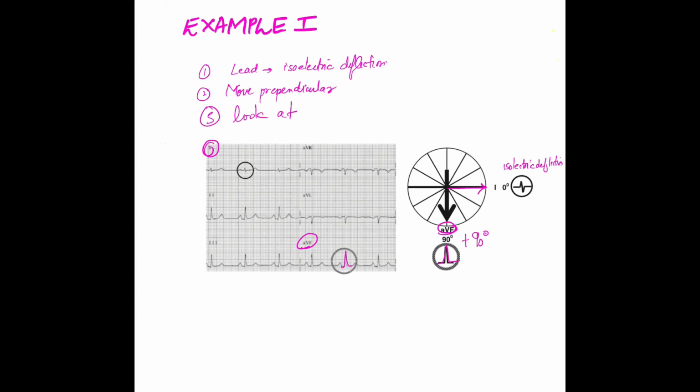So again, the first step is, first you have to look at a lead where you find an isoelectric deflection, right? Then you move to a lead perpendicular to it, that is the lead aVF, and then you look at the perpendicular lead ECG, and the ECG shows a positive deflection. That means that the axis of the heart is plus 90. So what does that actually mean? That means that the major part of the vector is directed towards this side, right? That is why it has the tallest QRS complex.